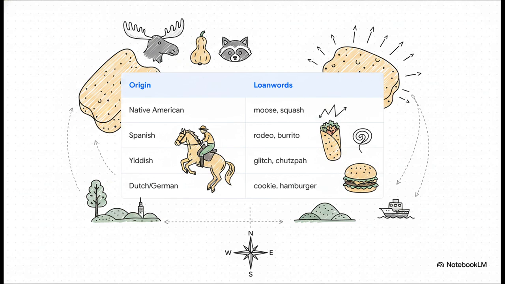And later on, 19th and 20th century European immigrants added even more to the mix, handing us everyday staples like cookie from Dutch and glitch from Yiddish. American English is honestly like a giant sponge, just constantly soaking up its environment.